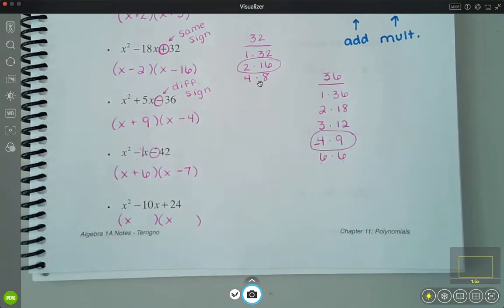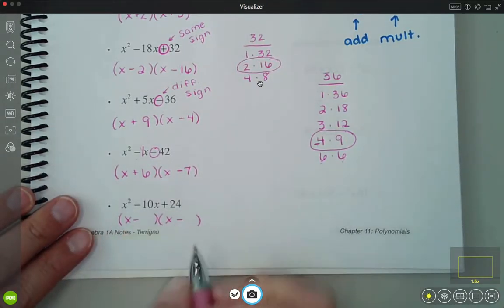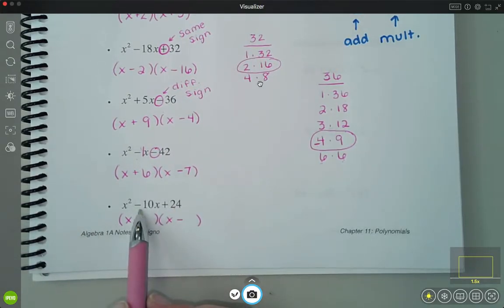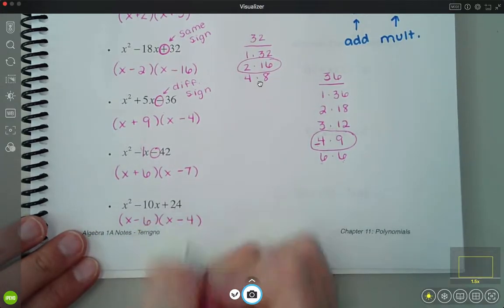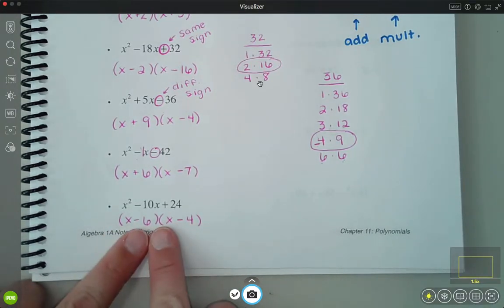Okay, so sign-wise, we know that they have to match, right? Because this is positive. This is telling me that they both have to be negatives. So I need two numbers that multiply to 24 and add to make 10. Did you come up with 6 and 4? I hope you did. Okay, x minus 6, x minus 4. I want to show you something, though, along with that last example. This is correct, by the way, because you end up with a negative 4x and a negative 6x, which makes a negative 10x.